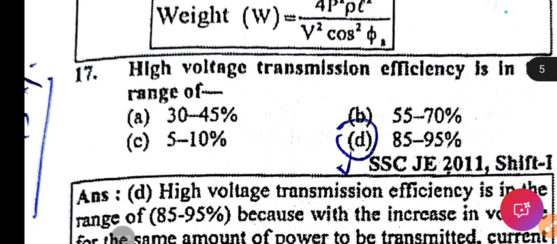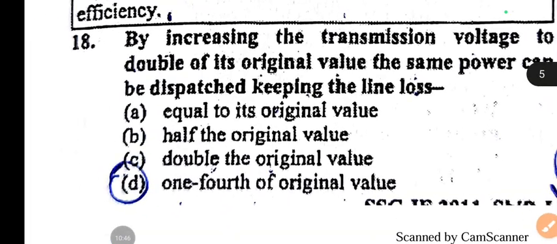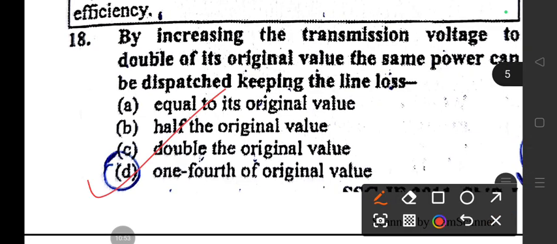High voltage transmission efficiency is 85 to 95%. Okay, next question. By increasing the transmission voltage to double its original value, the same power can be transmitted, keeping the line losses at 1/4 of the original value.